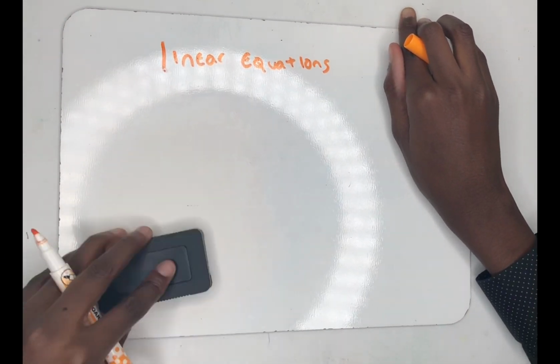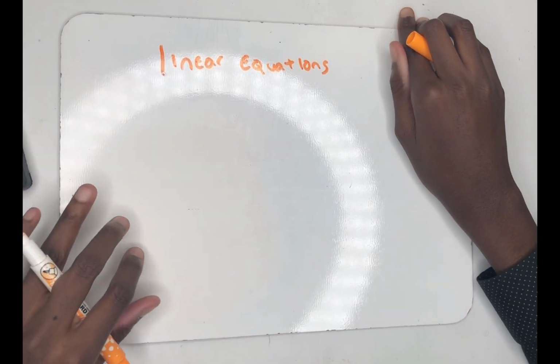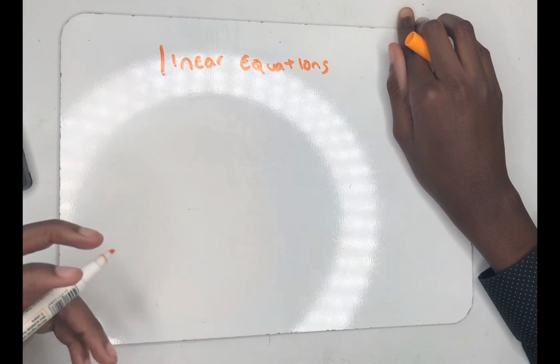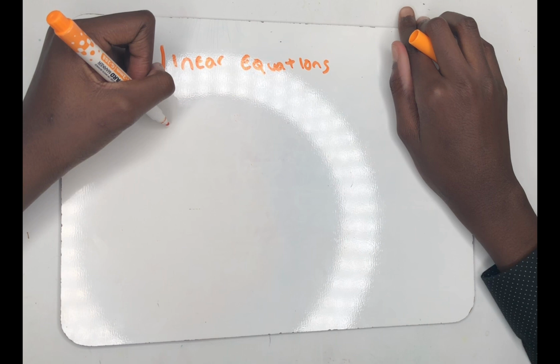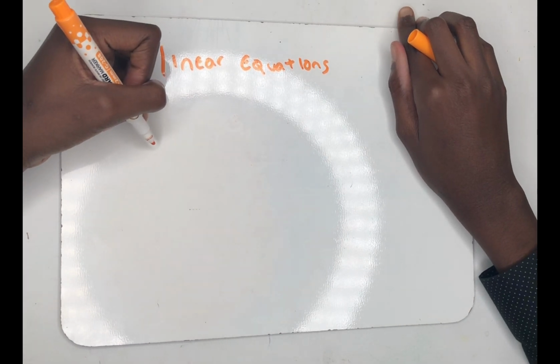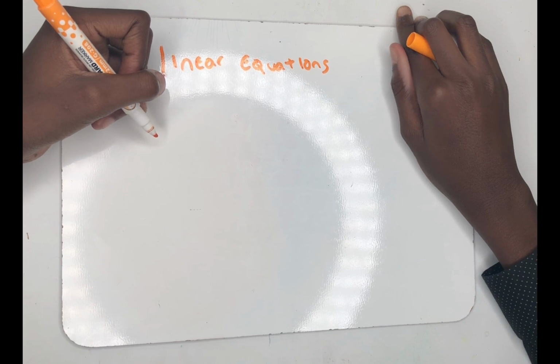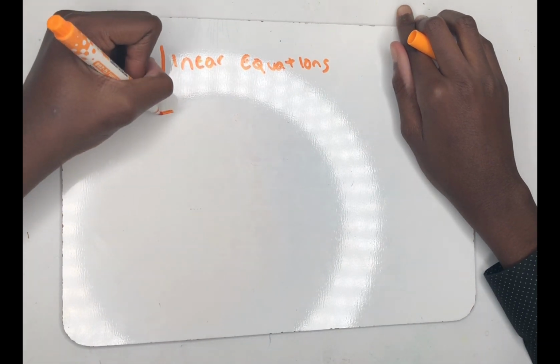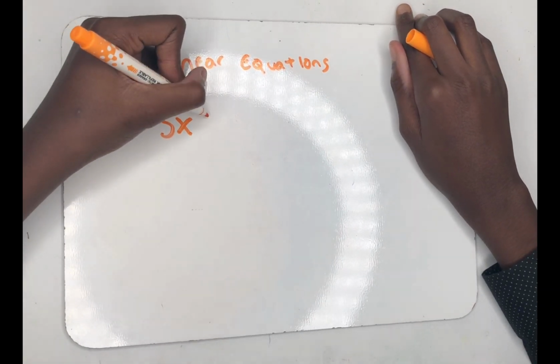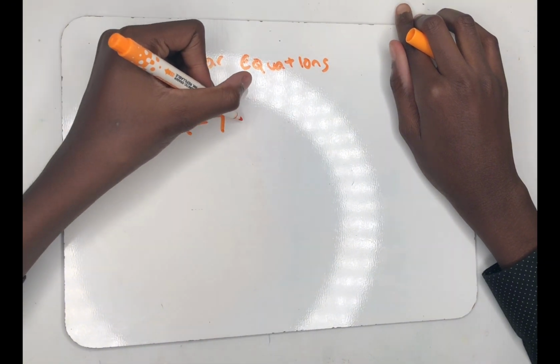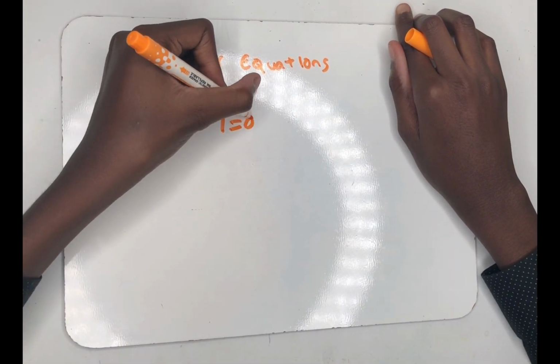The next one is going to be a little bit tricky this time. 5x minus 7 equals 9.